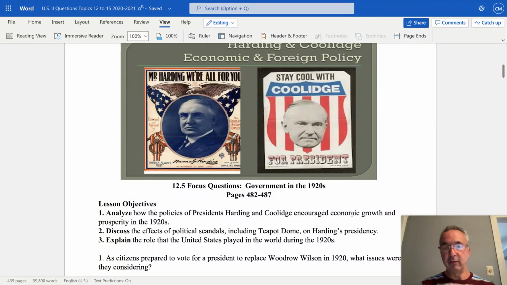So as citizens prepared to vote for president, what were the issues they were considering? And again, as we go through this here, you should be thinking about what you might want to respond yourself, even before I take you through some of the responses that I have listed out. And part of the exercise is a thought process for you, kind of thinking through each of the responses.